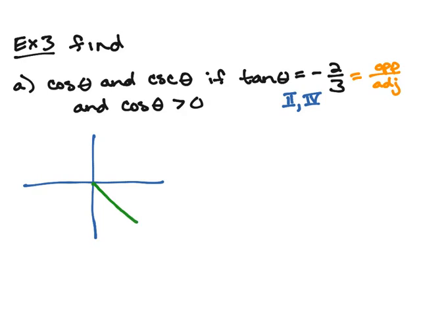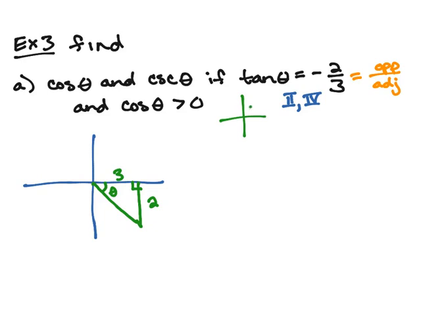I'm going to make it a right triangle by connecting it to the x-axis. So here's the theta we're going to use. And then if that's my theta, tangent is opposite over adjacent. My opposite, I'm going to label it as a 2. And my adjacent, I'm going to label it as a 3.